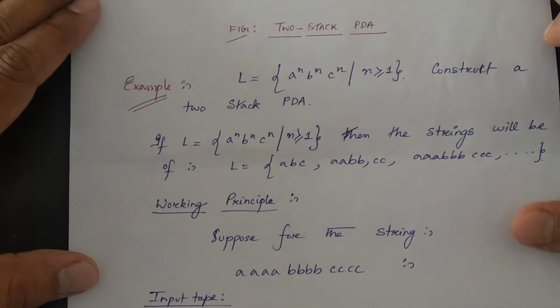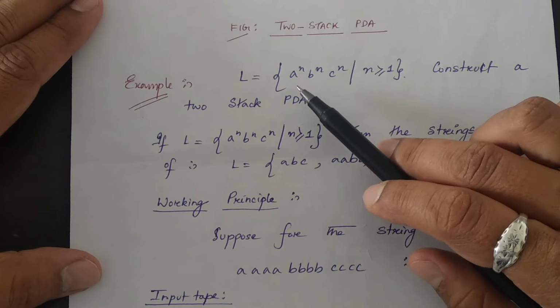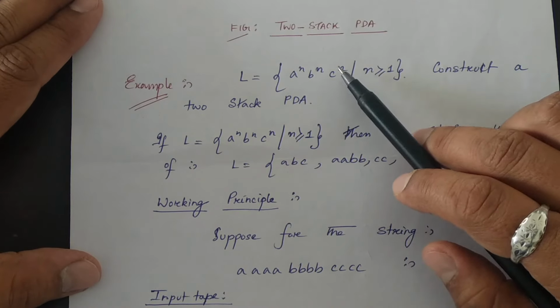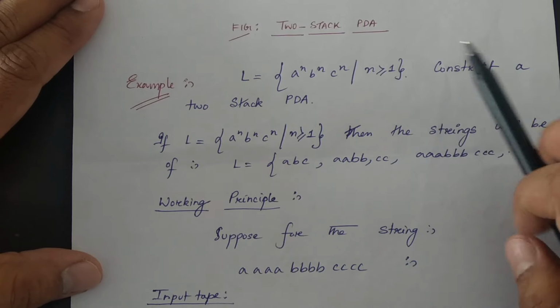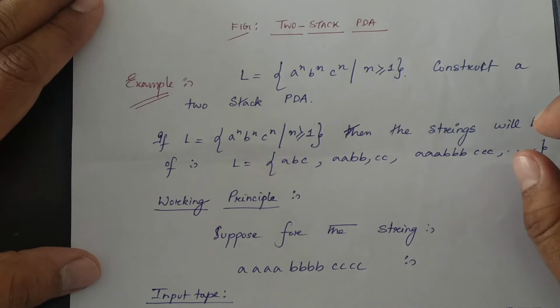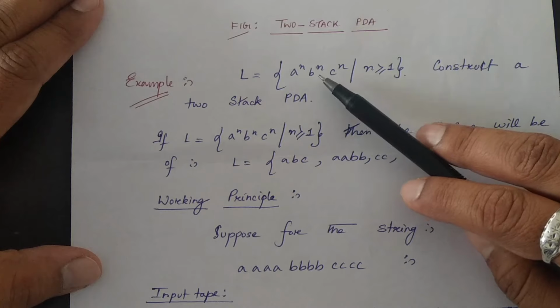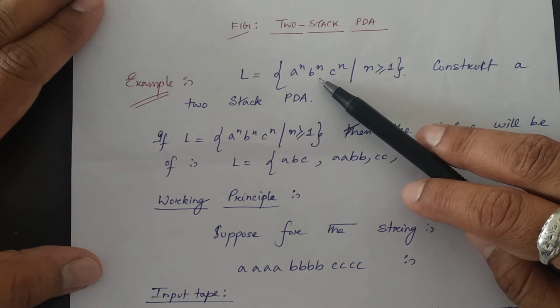The example says that the language is given to you as a^n b^n c^n, where n is greater than or equal to 1. And we have to construct a two-stack PDA. Why? Can we draw it with a single-stack PDA?